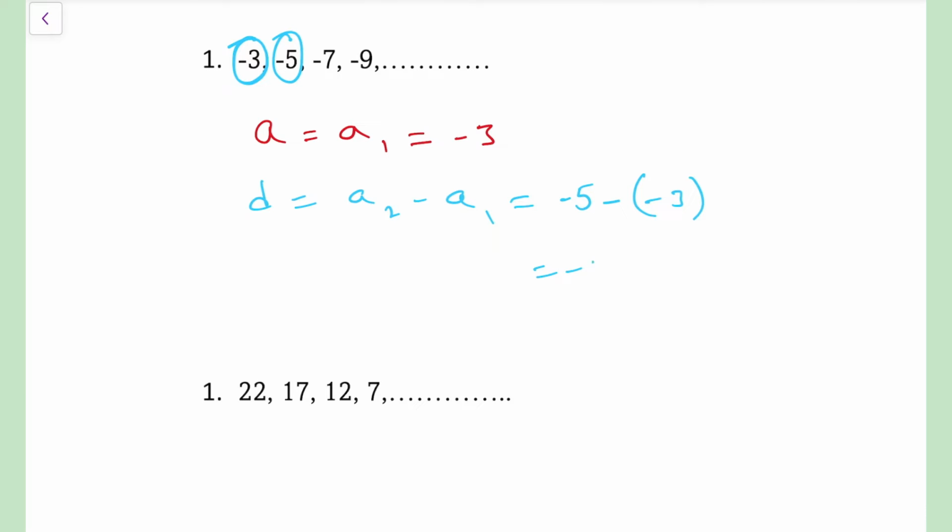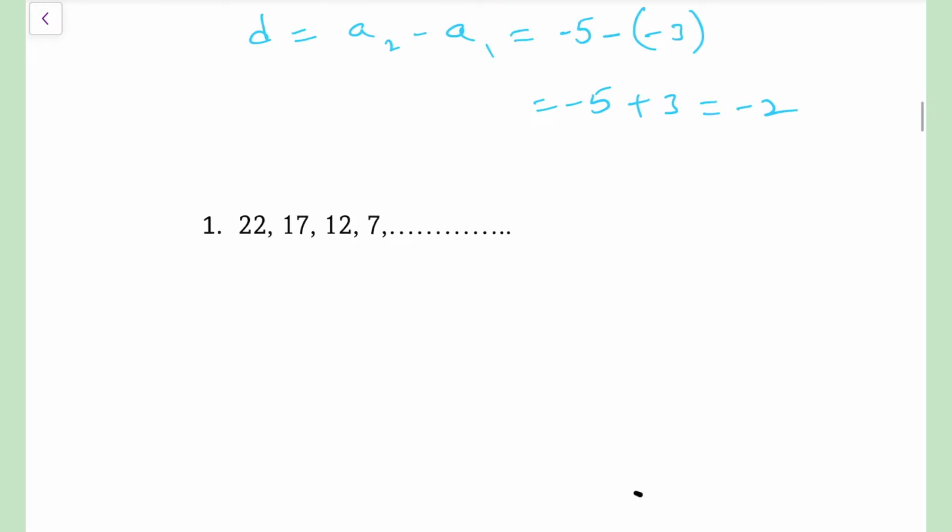Next, minus 3, minus 5, minus 7, minus 9. So first number is minus 3, that is A equals A1, which equals minus 3. That is first term. Then we need to find out the common difference. So D equals A2 minus A1. Here second term is minus 5 minus first term is minus 3. So minus 5 minus of minus 3, minus into minus is plus 3. Minus 5 plus 3 is minus 2. First term is minus 3 and the common difference is minus 2.